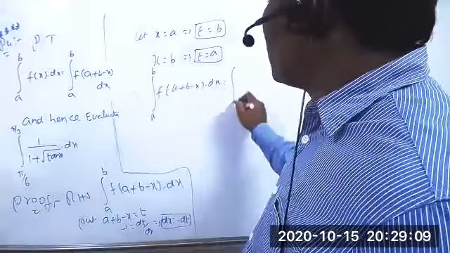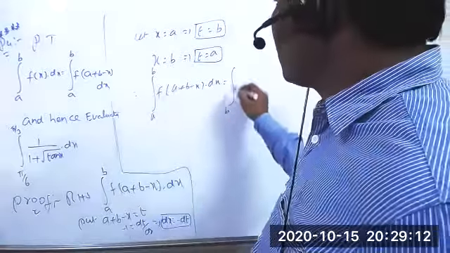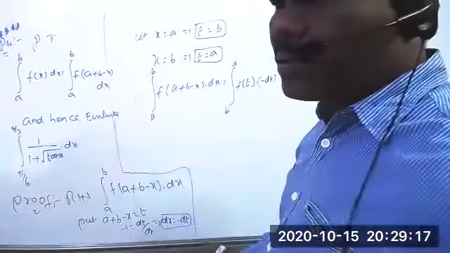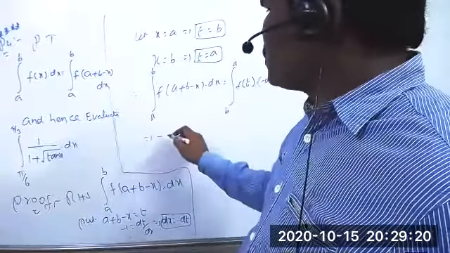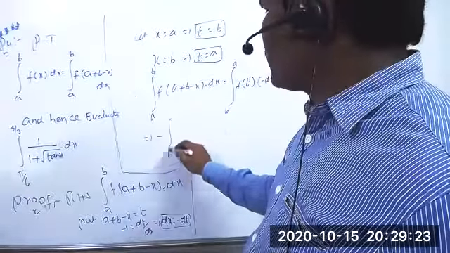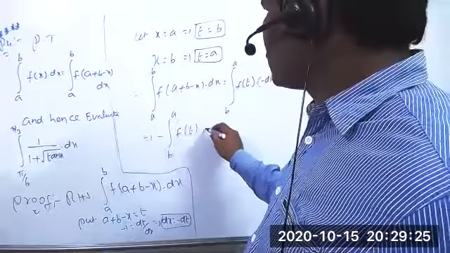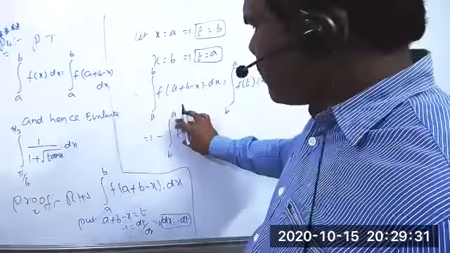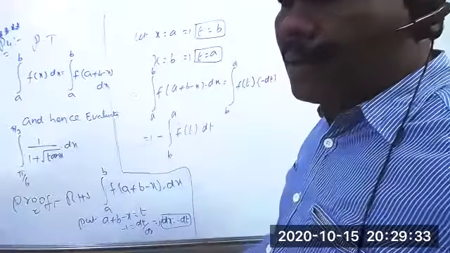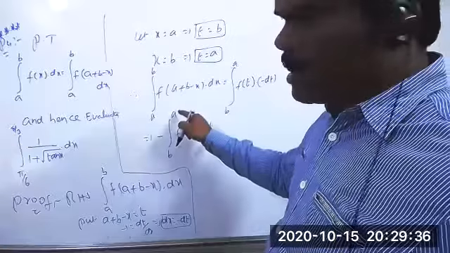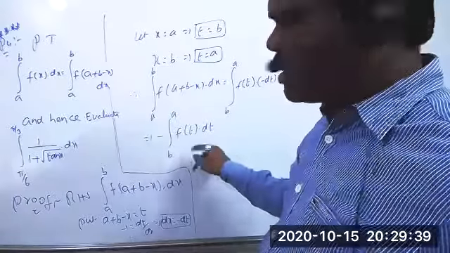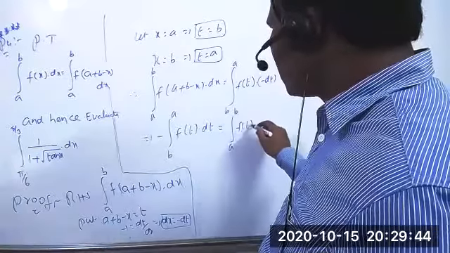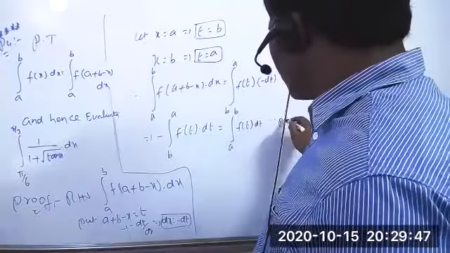when I take the substitution, the limits will be b to a. This is f of t into minus dt. Now you can take the minus outside. So minus of integration of b to a f of t dt. But we know very well that the minus sign means when you interchange the limits, by using property 2, it becomes positive. So clearly we can write integration of a to b f of t dt, since property 2.